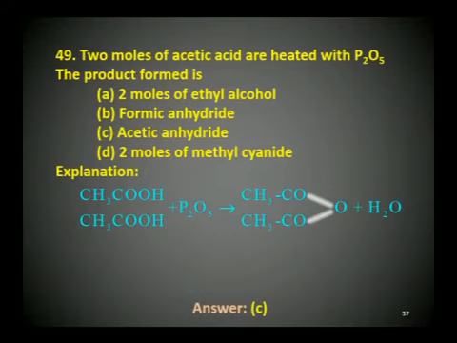So this is the reaction showing acetic anhydride formation. So this is acetic anhydride after the removal of water molecule. So the water molecule will be removed like this. As the water molecule is removed, we can see that acetic anhydride is produced. So this acetic anhydride is the answer. So C is the correct answer.